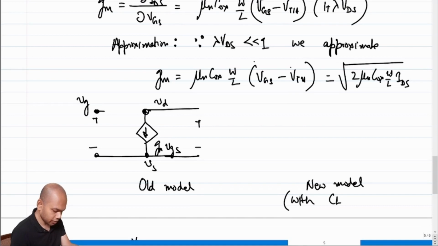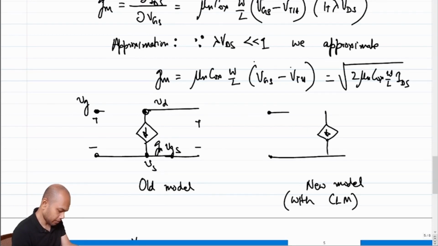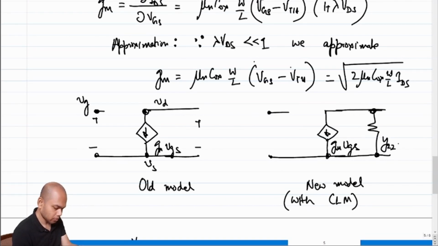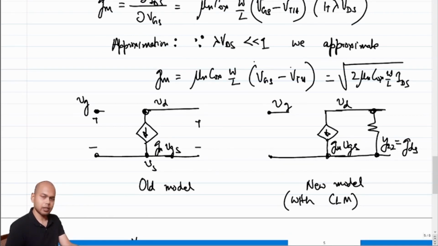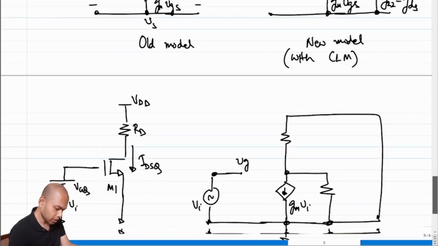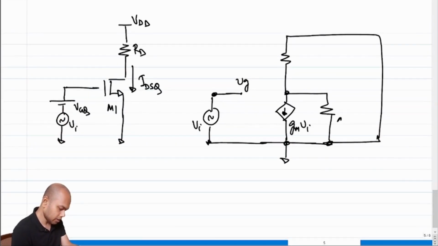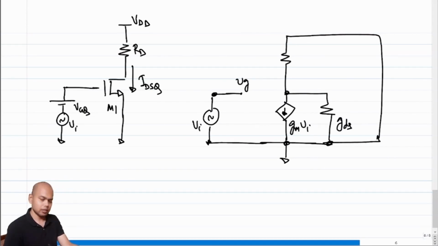Taking channel length modulation into account, with CLM, the input side remains as is. And the output side we have Gm times Vgs, and we have a Y22, or we call this GDS, right? So this becomes a new incremental model, so we have to use a new model here, right? So this is a GDS, and this is RD, right?